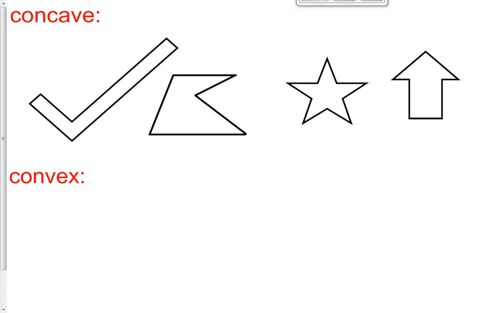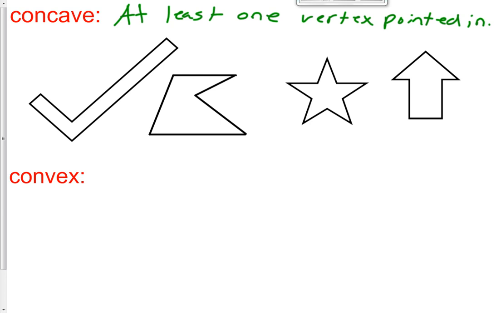It's where there is at least one vertex pointed in. So a cave is almost like a place where you get some shelter. Like this vertex right here, it has a little inlet right there. The vertex is pointed in towards the shape. This forms a little cave right here. There is one vertex that's pointed in towards the shape.